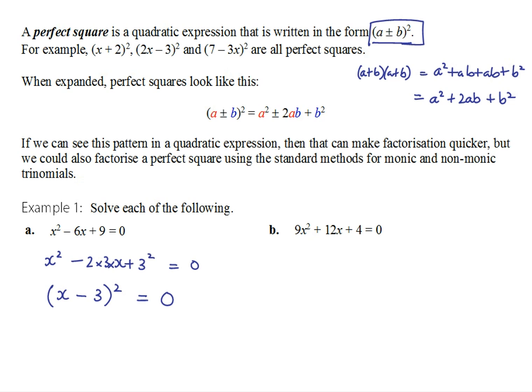Looking at the second example, the first term here is (3x) all squared, and the last term is 2 squared. So what we need is for the middle term to be 2 times 2 times 3x, which is 4 times 3x, which is 12x, which is correct. So this is therefore a perfect square, so it will be (3x + 2) all squared. The operation in the perfect square bracket comes from this operation here. So the coefficient of x, whether it's positive or negative, will tell you whether you have plus or minus in the bracket.